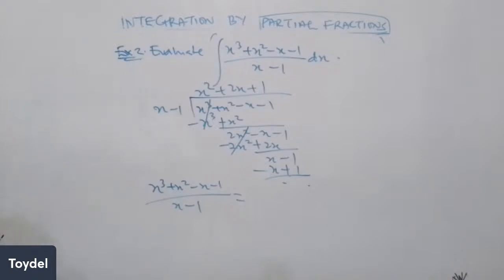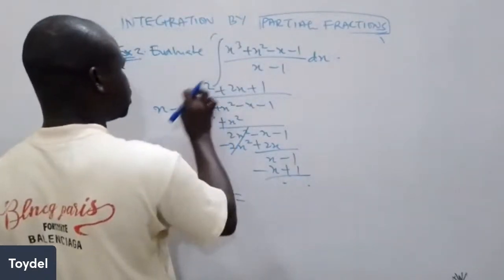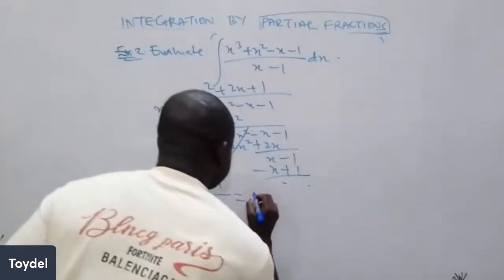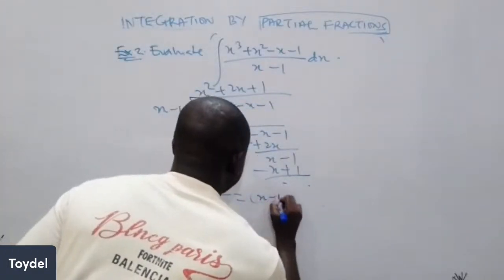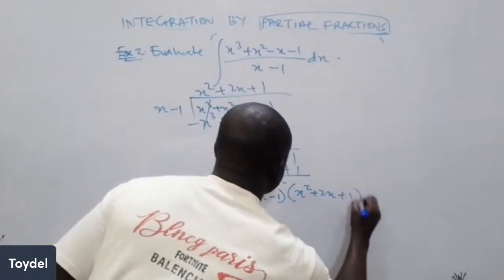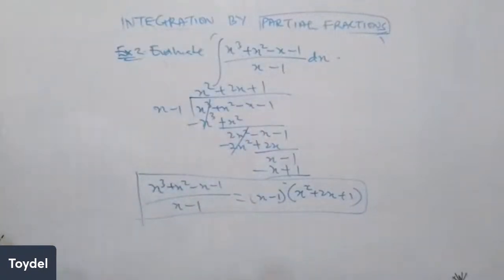But in this case now, what do we do? How do we resolve what we have on the board? We say remainder. In this case now, the remainder is 0. It simply means that the product of these two, divisor times quotient, will give us the polynomial. So I'm going to say this is the same thing as x minus 1 multiplied by x squared plus 2x plus 1. So this is the same thing as this, and it's as simple as that, because in this case now, the remainder is 0.